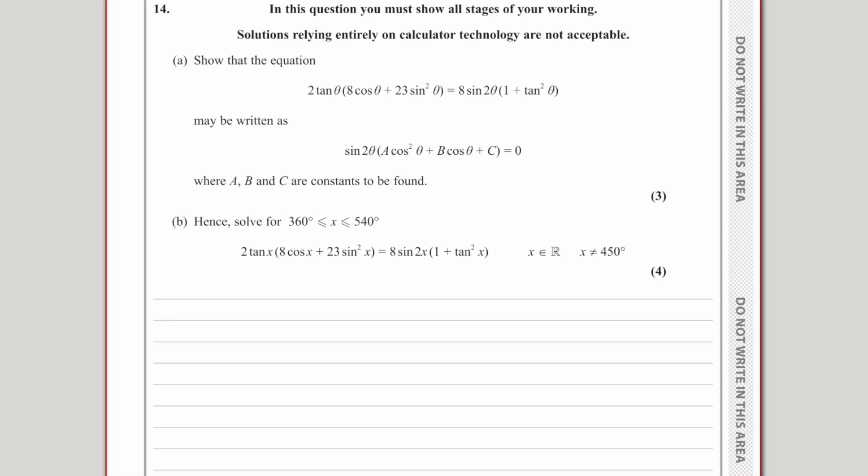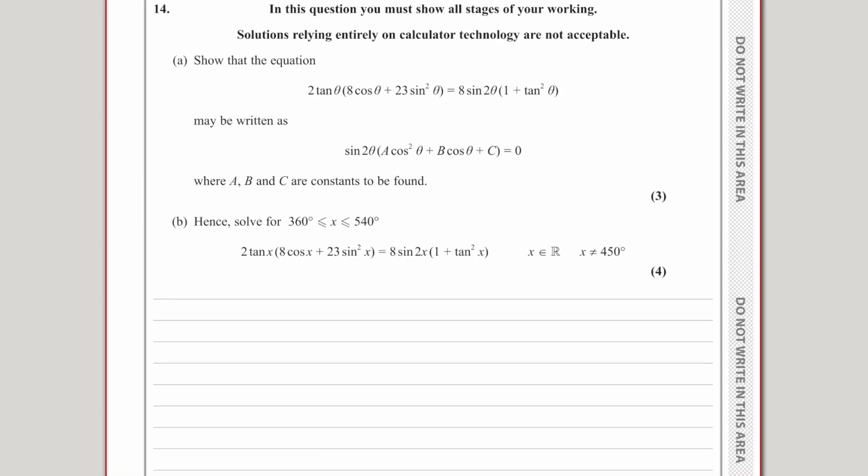Question 14. Show that the equation 2 tan theta times 8 cos theta plus 23 sine squared theta equals 8 sine 2 theta times 1 plus tan squared theta can be written as sine 2 theta times a cos squared theta plus b cos theta plus c equals 0, where a, b and c are constants to be found.